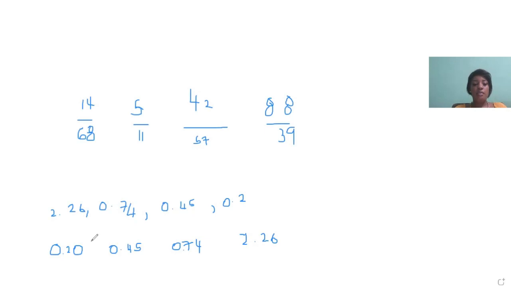So I'm actually reorganizing them in descending order, or largest to smallest. I could have done it the opposite way, smallest to largest, but either way, I'm going to see the smallest one. So the largest is 2.26, then 0.74, then 0.45, then 0.20. So the smallest is 14 over 68 because it represents 0.20.